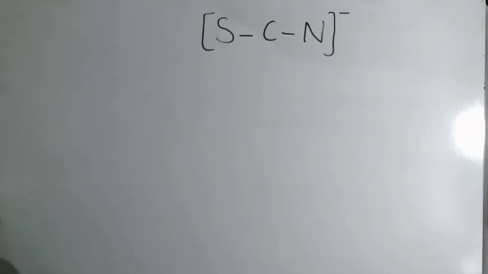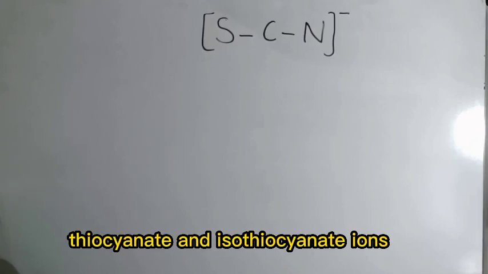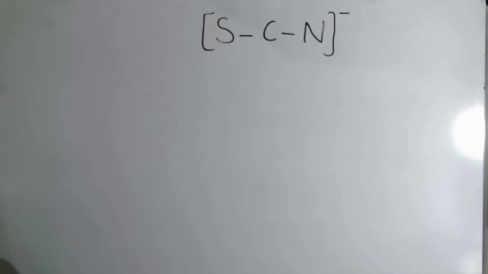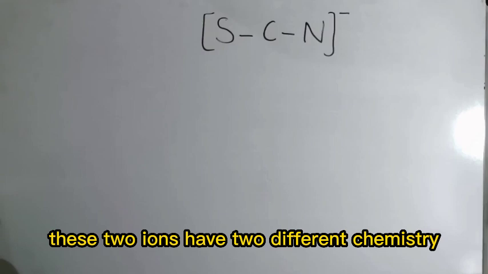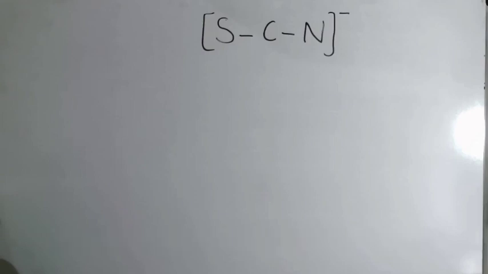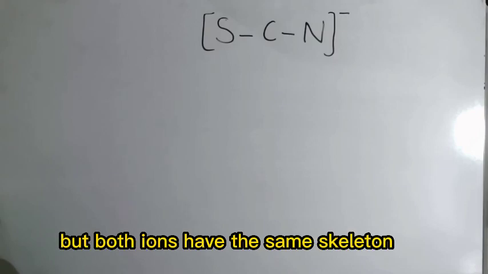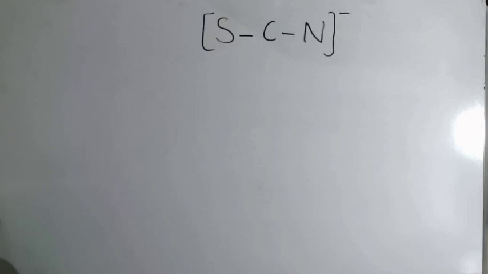In today's lesson, I am going to describe thiocyanate and isothiocyanate ions because they have two different chemical combinations. So first, we look at the basic skeleton because both ions have the same skeleton. Here, the center atom is carbon. To carbon, sulfur and nitrogen atoms have bonded, and also there is a negative charge. For the moment, we forget where that negative charge should go.